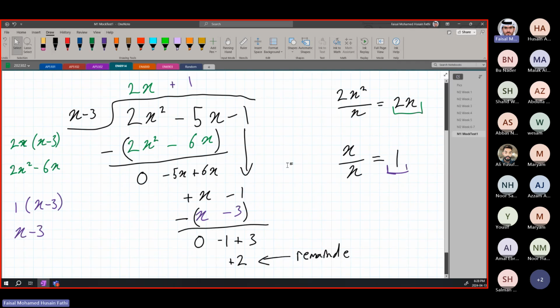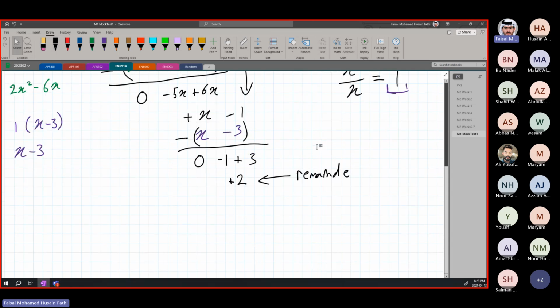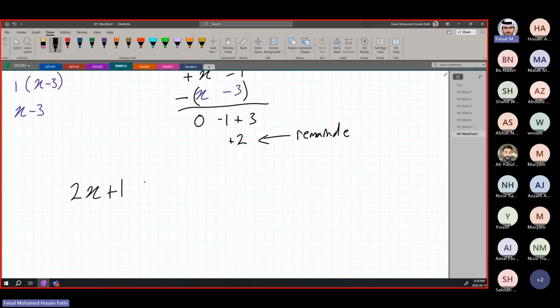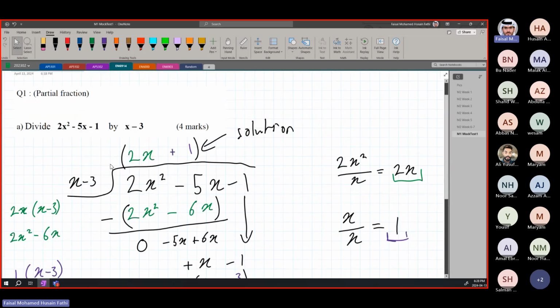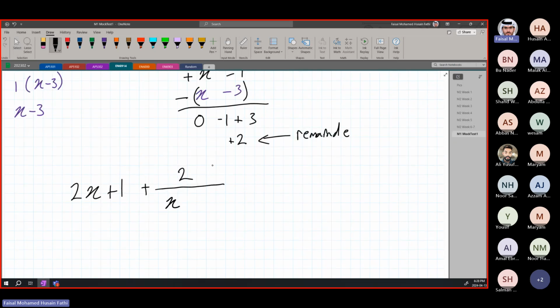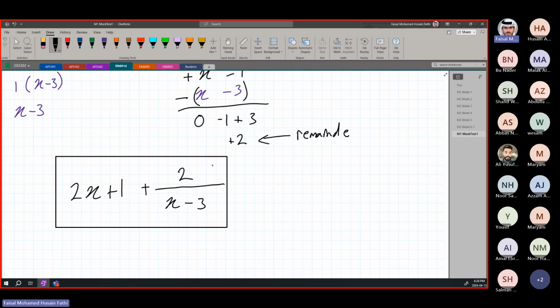What does the remainder mean? If I want to write the final solution, it is going to be 2x plus 1. Remember, this is your solution. Plus the remainder divided by the actual thing that we are dividing by. So we're dividing by x minus 3, so 2 over x minus 3. This is going to be your solution for the first question.